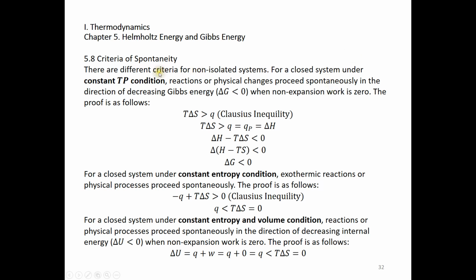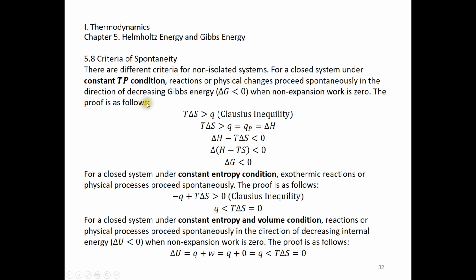Again, there are different criteria for non-isolated systems. If we have a closed system under constant TP condition, the criterion of spontaneity is this: delta G is less than zero when there's no non-expansion work.